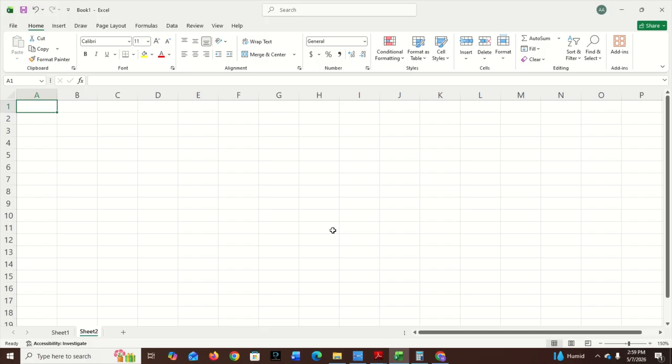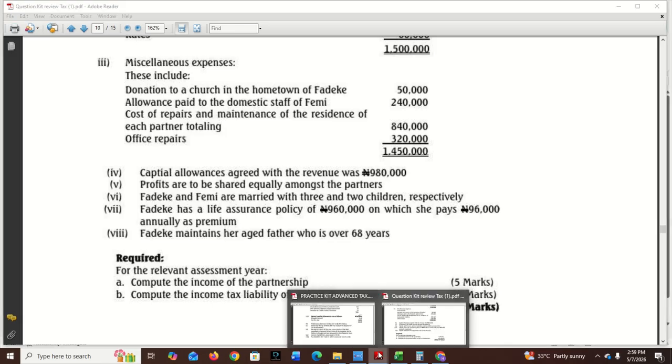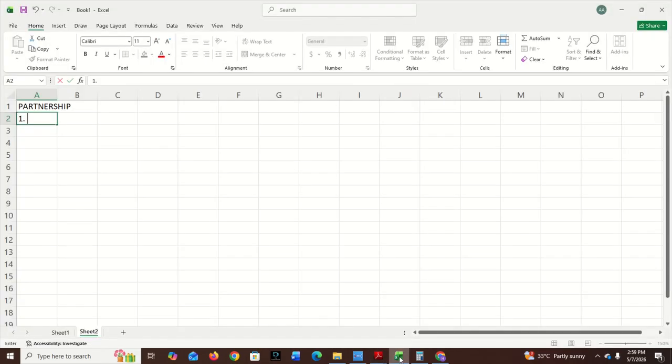So the first thing is we have to compute the income of the partnership.